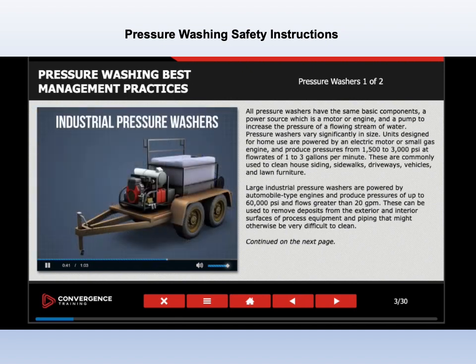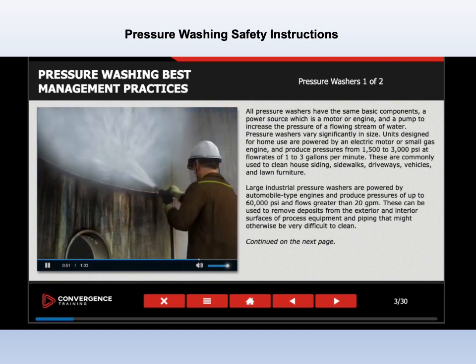Large industrial pressure washers are powered by automobile-type engines and produce pressures of up to 60,000 psi and flow rates greater than 20 gallons per minute. These can be used to remove deposits from the exterior and interior surfaces of process equipment and piping that might otherwise be very difficult to clean.